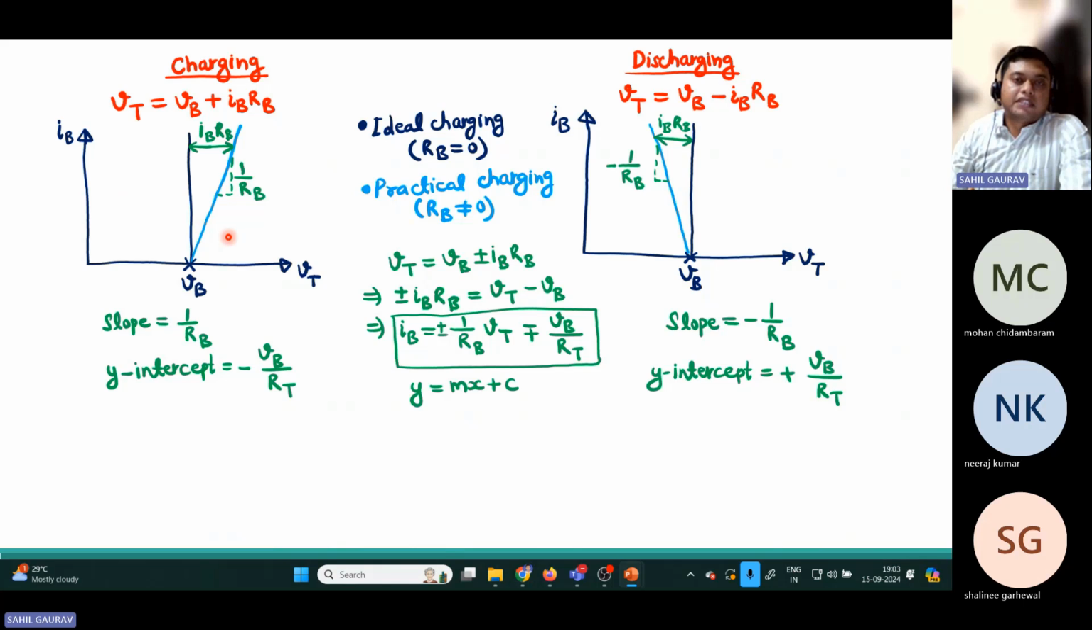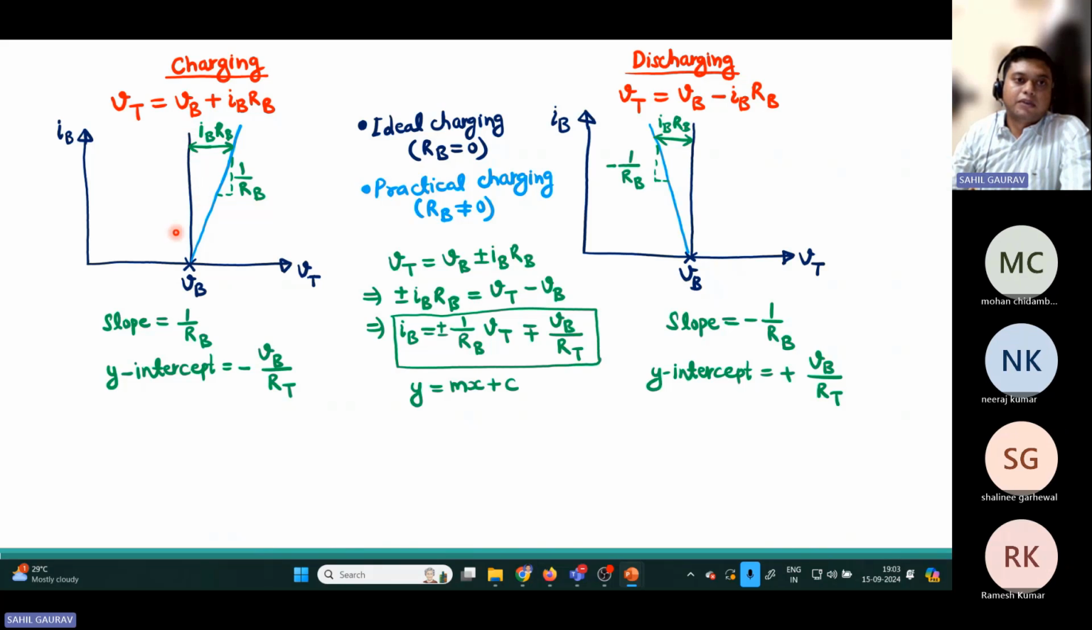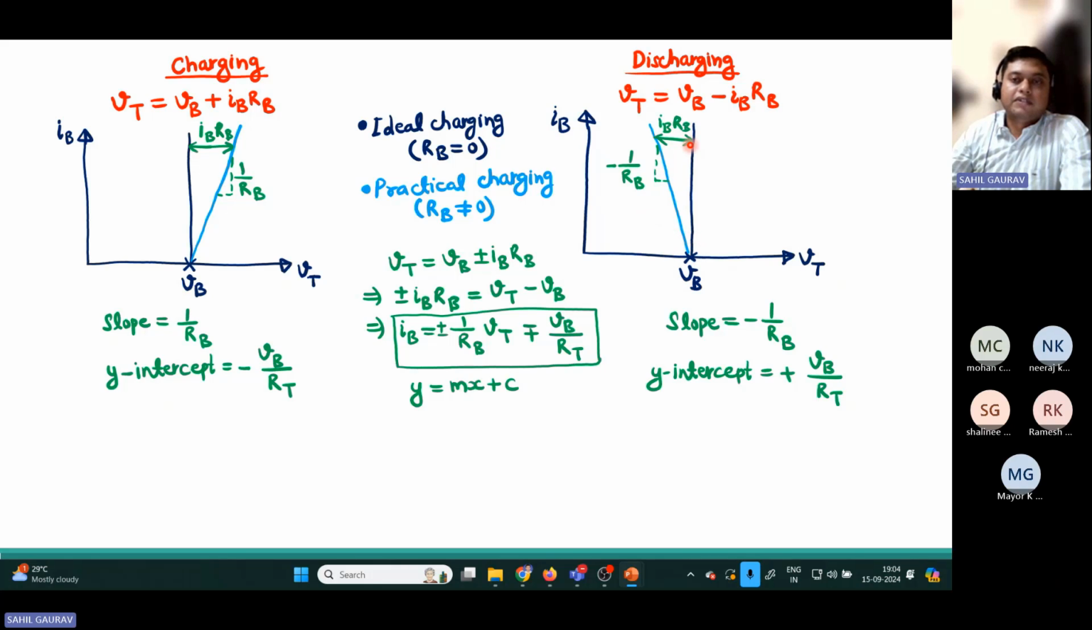So with the use of these two expressions, we will draw the IV characteristics for this battery. Let us first see the IV characteristic for ideal charging. In that case, we have considered the internal resistance of the battery as 0. So it will be just perpendicular to the x-axis. The terminal voltage of the battery will not change because we have considered the internal resistance of the battery as 0. So in both charging and discharging cases, this blue curve is the same for the ideal battery or ideal charging.